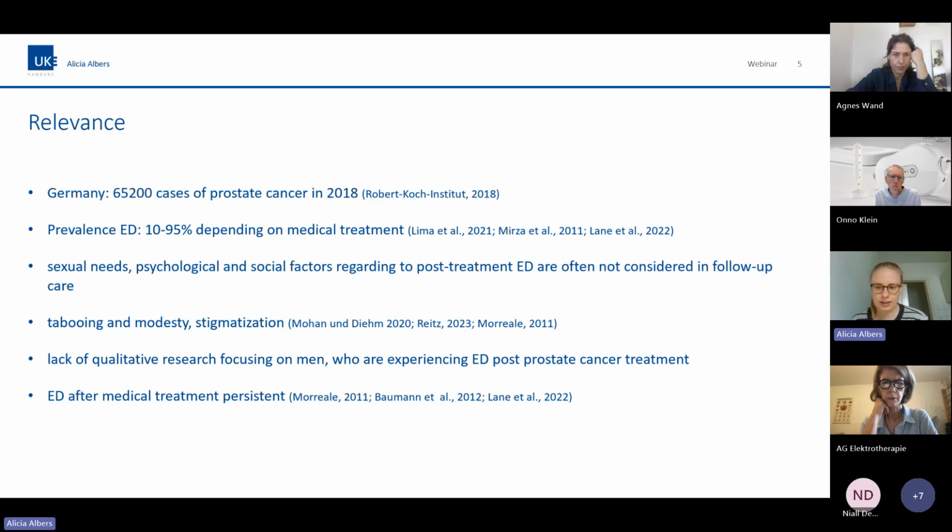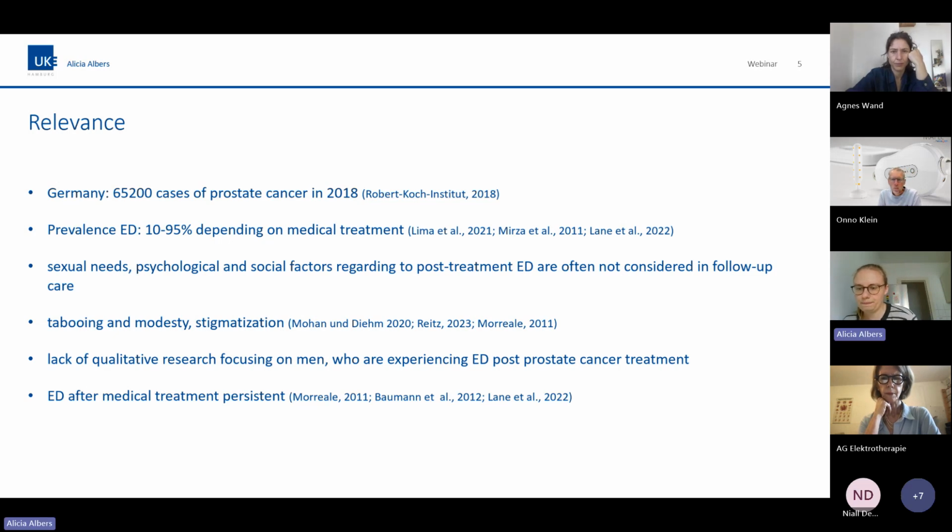And I think the big range is because in the literature, you can find that there's not a number that you can rely on when you're talking about the prevalence. So this is the reason for the big range, since the treatment could be so different, from radiotherapy to chemotherapy and an operation. And the onset of erectile dysfunction differs depending on the medical treatment.